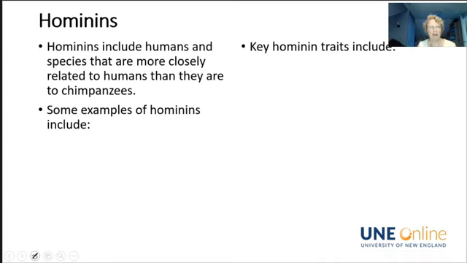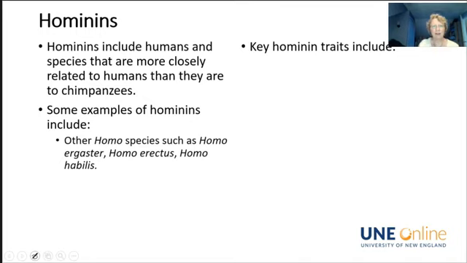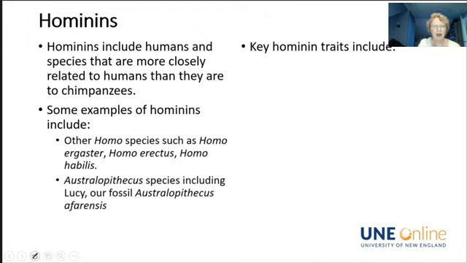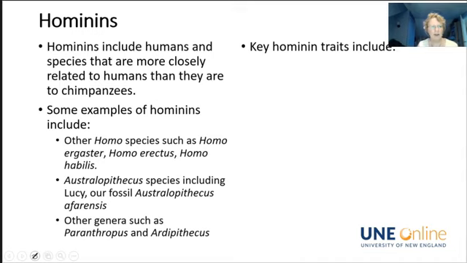Well, let's narrow that down to the hominins. Hominins include humans and species that are more closely related to humans than they are to chimpanzees. So some examples of hominins. Spoiler alert, most of them are extinct now. All the other Homo species, such as Homo ergaster, Homo erectus, Homo habilis. All the Australopithecus species, including Lucy, our fossil Australopithecus afarensis. That fossil visited Seattle. I went to go see it. So exciting. And other genera, such as Paranthropus and Ardipithecus. Basically, of the hominin groups, we're the only living hominins extant living today.